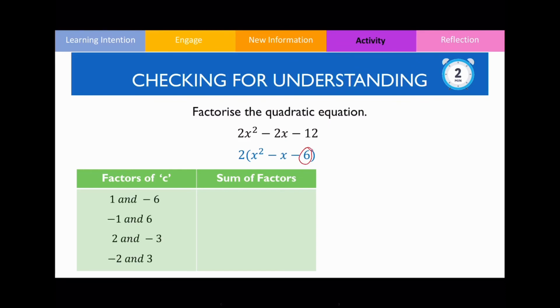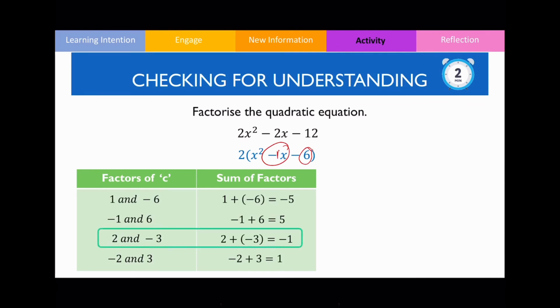Okay, so I've done that on the left-hand side here. Find the sum of that. And what you want to do is choose the factor pair where it gives you negative 1, because that's pretty much a 1 in front of x. So in this case, you're going to be choosing positive 2 and negative 3, and therefore you're going to be substituting that into this particular general formula here.